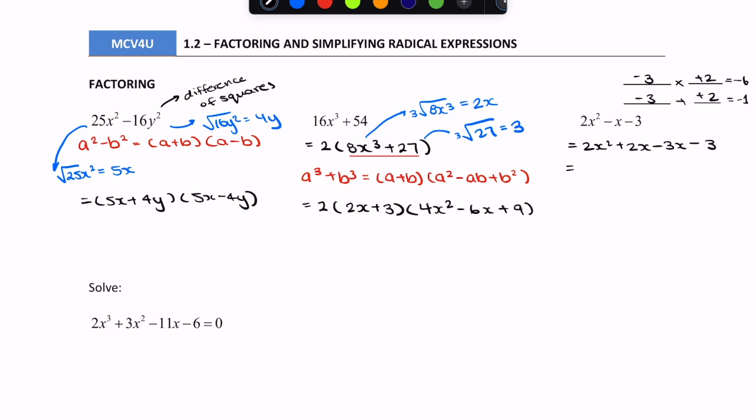So we want to find the common factor between the first two terms and the last two terms. If we factor out a 2x here, we'll be left with x plus 1. And if we factor out a -3, we will also be left with x plus 1. Then we can simply factor out the x plus 1. So we have x plus 1, 2x minus 3.